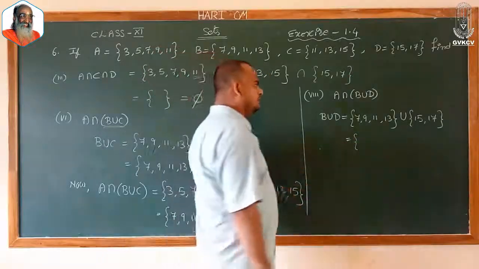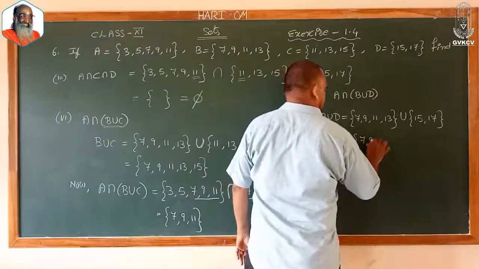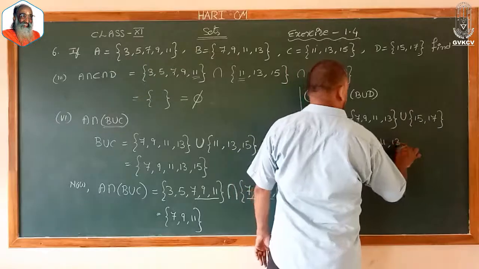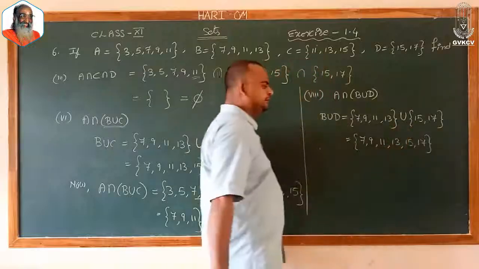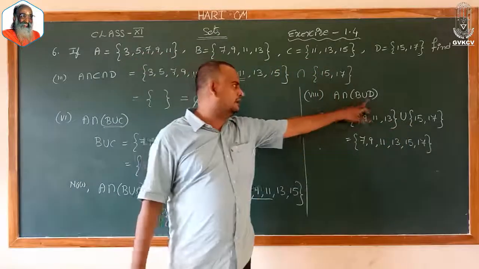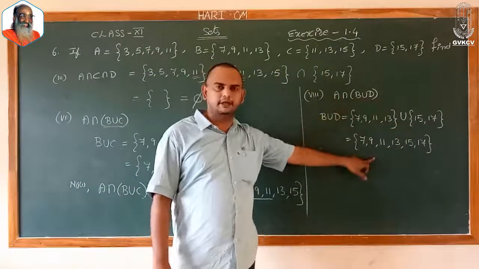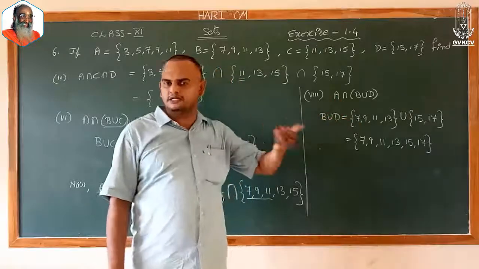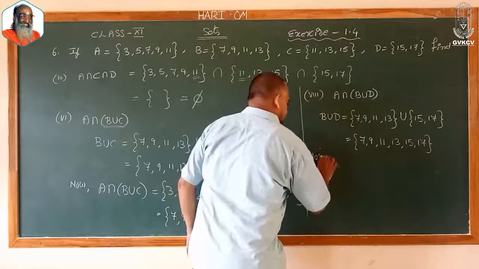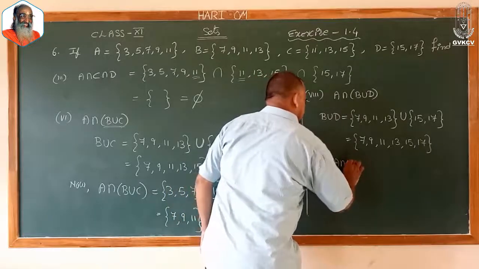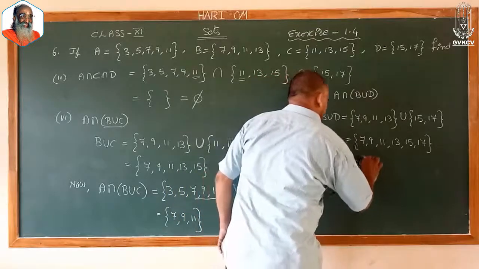Now let us combine the elements. What we have? 7, 9, 11, 13, 15 and 17. So within the bracket, B union D is completed. Now we go for the intersection operation. A intersection B union D.